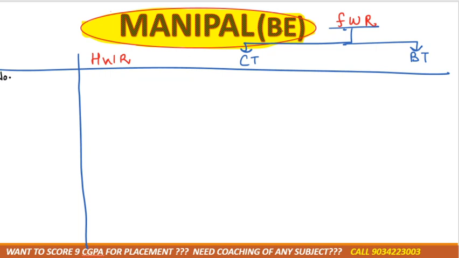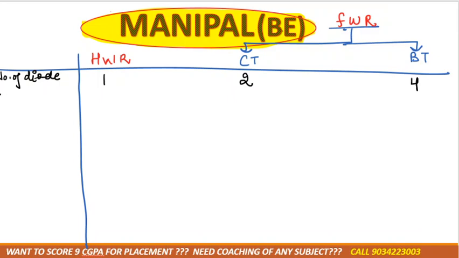In half wave rectifier, tell me how many diodes we can use. In the half wave rectifier, it is only one. Okay. In the center tap, we'll have two diodes, and in the bridge type, we'll use four diodes. Correct?